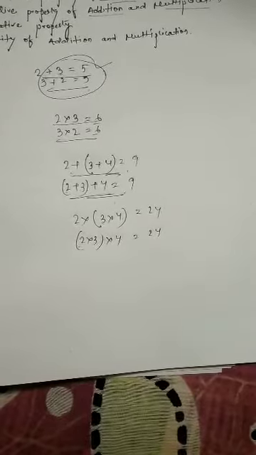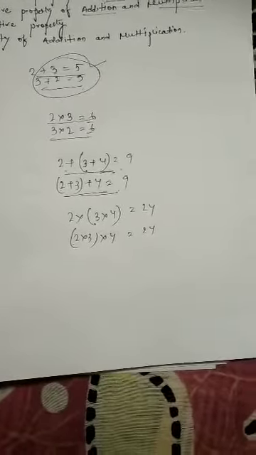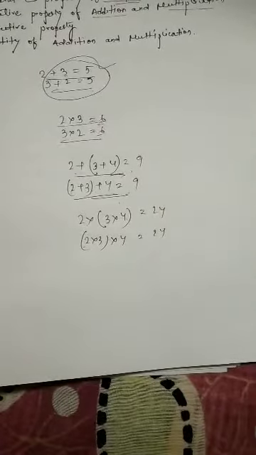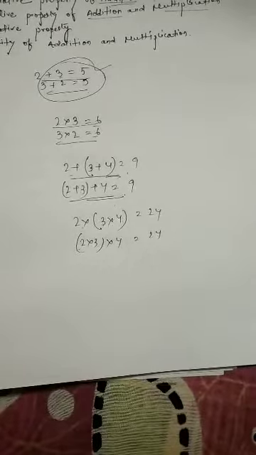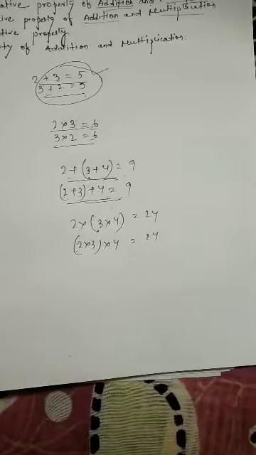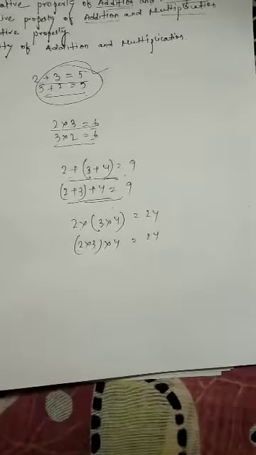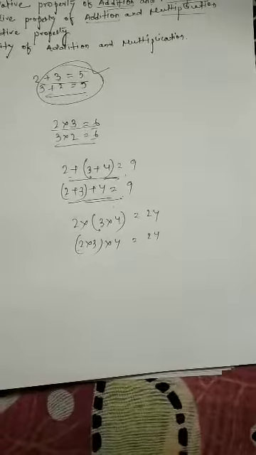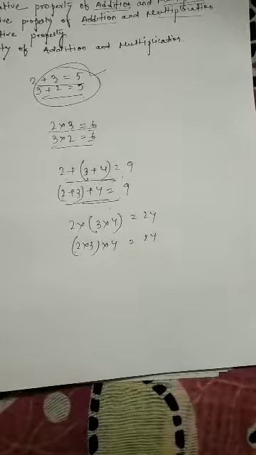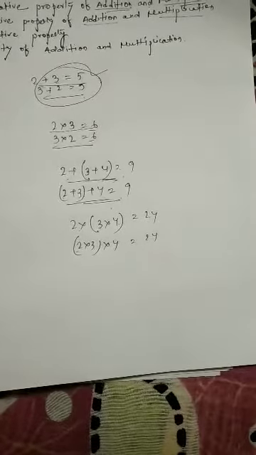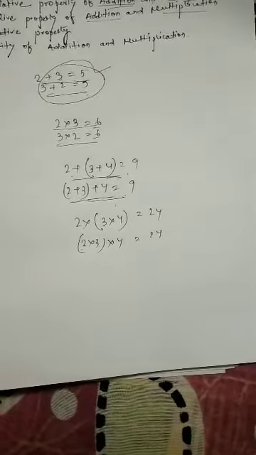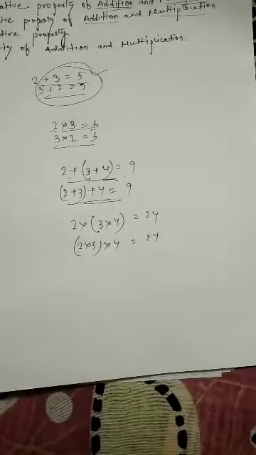As I've already mentioned, the basic difference between commutative and associative is the number of digits. Under commutative property, we have taken for addition 2 plus 3 and 3 plus 2 resulting the same. While for multiplication, 2 into 3 and 3 into 2 resulting the same. So these two properties were commutative property and associative property.